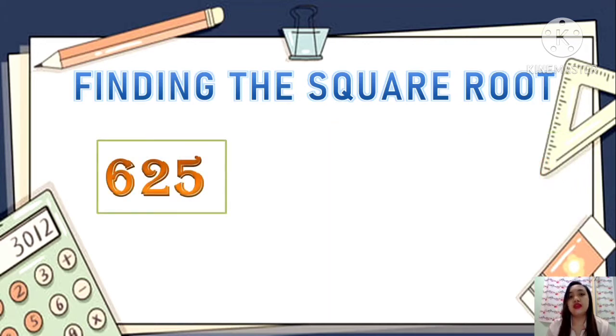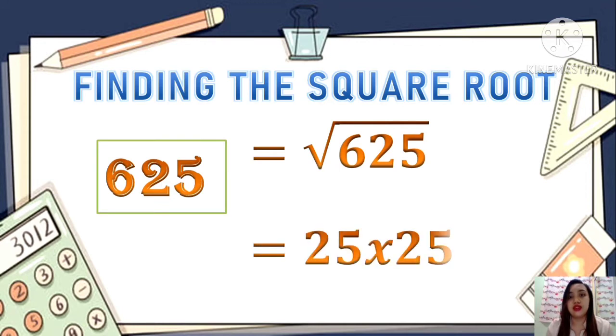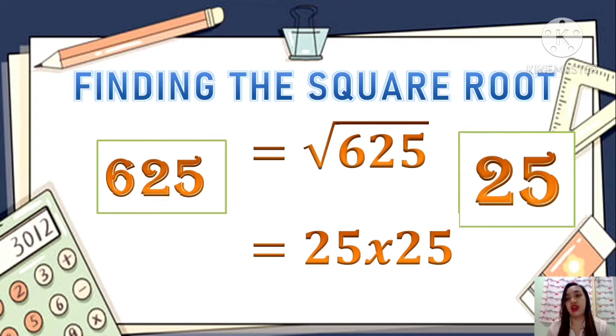Next, 625. Let us get the square root of 625. Anong number na kapag minultiply natin sa sarili niya, you will get 625? And that is 25. So 25 times 25, you will get 625. And what is the square root of 625? It's 25. Correct.